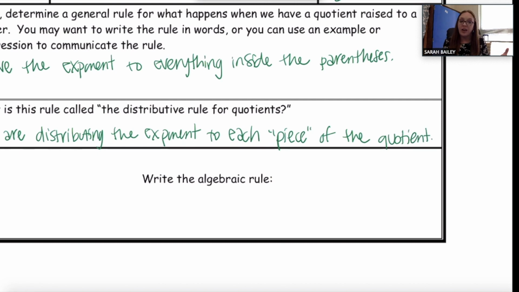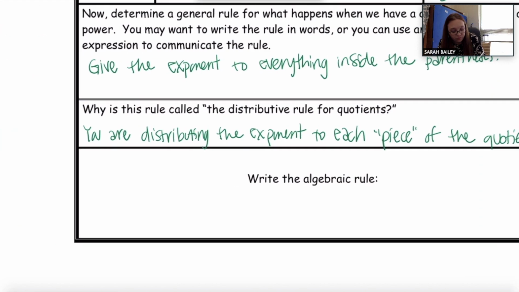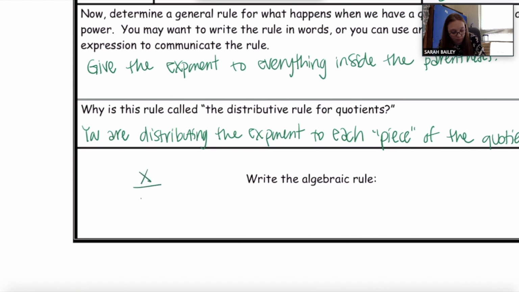So what's the algebraic rule going to look like here? So you're going to have something in parentheses, some division or some quotient in parentheses. So we'll say x divided by y, all raised to the m power. And all we're saying is that's the same as x to the m divided by y to the m power. This is your rule for this.